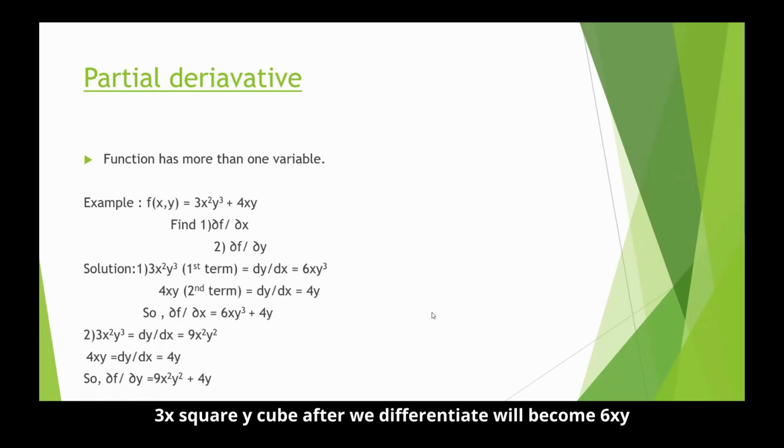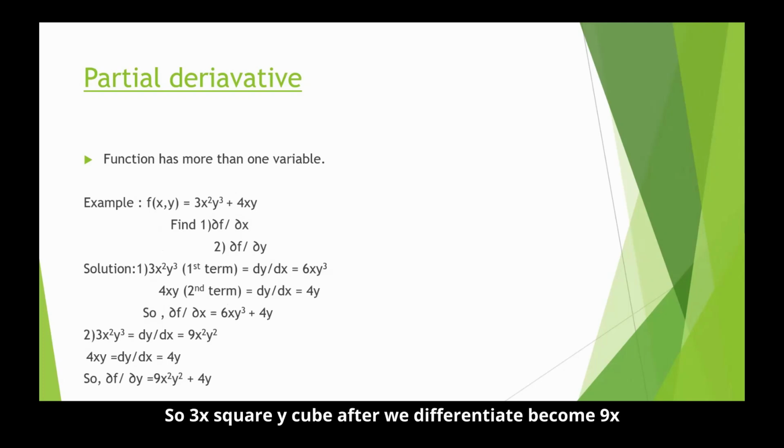3x squared y cubed after we differentiate will become 6xy cubed because we treat y as constant, so we only differentiate x. The 4xy is also the same, differentiate and it becomes 4y because we differentiate the x and keep the y constant. And then we add both together and it becomes 6xy cubed plus 4y because here is a plus.